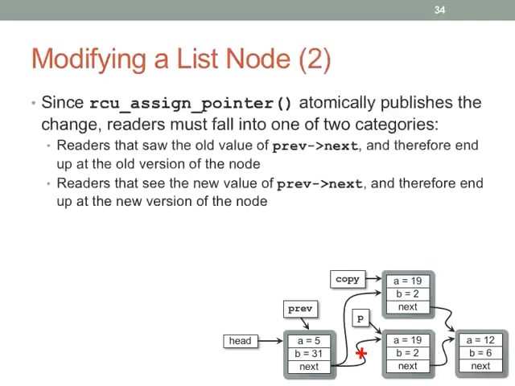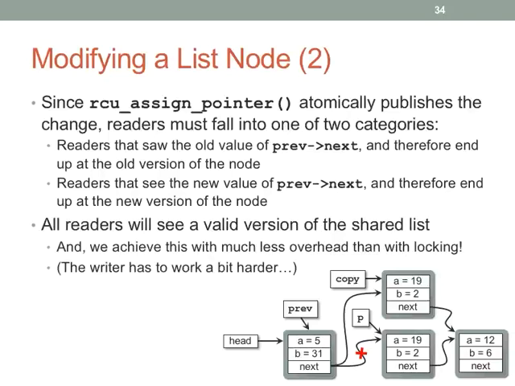Okay. And so, like I said before, this means that readers basically fall into one of two categories. Either they saw the old value of p arrow next, and they saw the old version of the node, or they see the new value of p arrow next, and now they see the new version of the node. Not on my slide because they're the same, but in concept, that's what they would be seeing. So the upshot is that all readers see a valid version of the state. We don't have inconsistent state anymore, but some readers might see an old version and some readers might see a new version. If we're insensitive to that kind of issue, then we're fine.